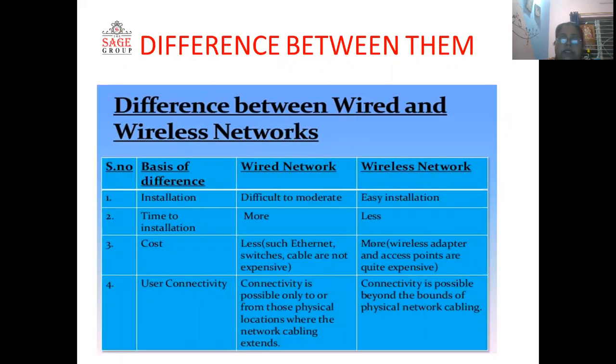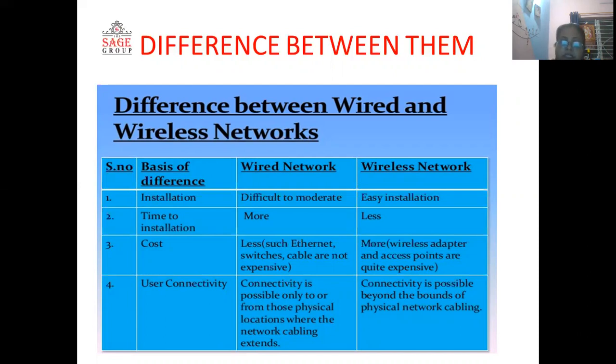Now we're going to discuss the difference between wired and wireless networks. On the basis of installation, wired networks are more difficult to install, whereas wireless networks are easily installed. The time required for a wired network is more, whereas it is less in the case of a wireless network. In terms of cost, wired networks are less costly, such as Ethernet switches and cables, which are not expensive, whereas wireless networks are more costly. For example, wireless adapters and access points are quite expensive.